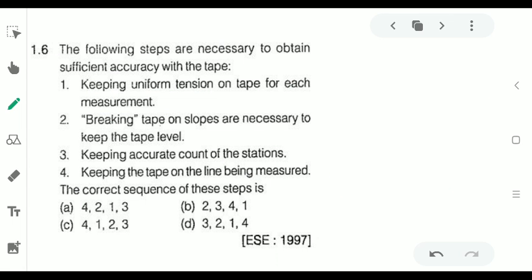Then next, question number 6. Following steps are necessary to obtain sufficient accuracy with the tape. So when we do chain surveying and linear measurement using a tape, we have to maintain accuracy. For that, first we locate the two points between which we have to do the linear measurement. First we keep the chain straight on those two points which are to be measured. So the first step would be keeping the tape on the line being measured.